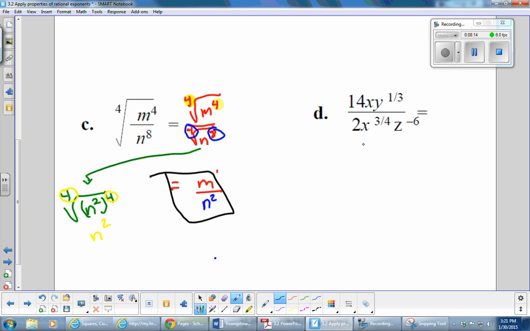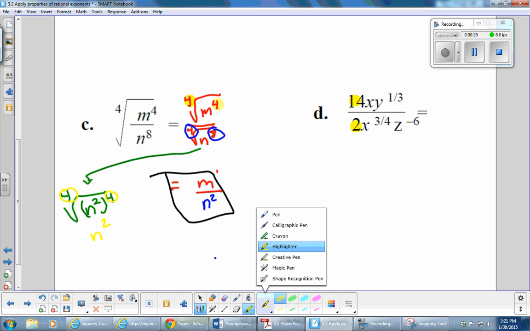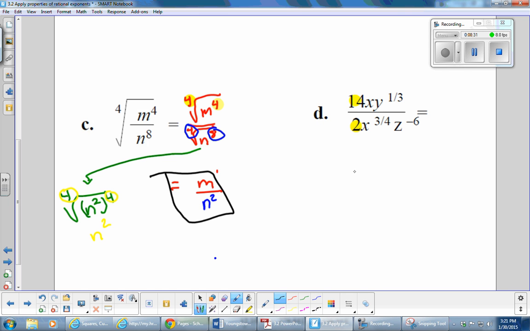If you're looking at division, the easiest way to handle this in my mind is do the numbers first. Okay? So let's do numbers with numbers, and letters are a whole different ballgame. Okay, so look, you got 14 and 2, right? What's 14 divided by 2? Yes, very good. You guys are on top of your game. 14 divided by 2 is 7.